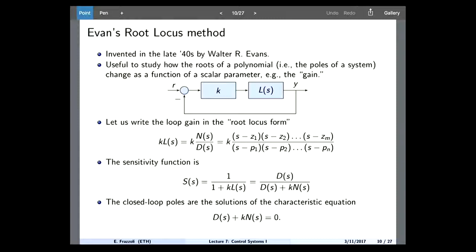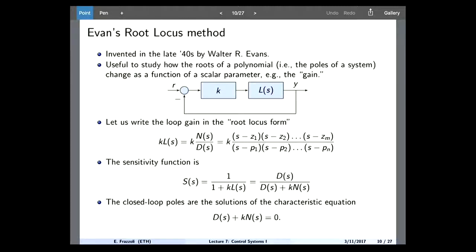Okay, so now what we really want to do is understand how the roots of a polynomial, in our case, the roots of the denominator, that is the poles of the system, change as a function of some scalar parameter, in our case, the gain, okay? So in this setup, what we assume is that we have my loop transfer function, okay? This is my open loop system. And I put it in feedback with just a gain k, okay? And then I close the loop. So the loop gain is something that we can write in this way, okay? It's just k times L(s).